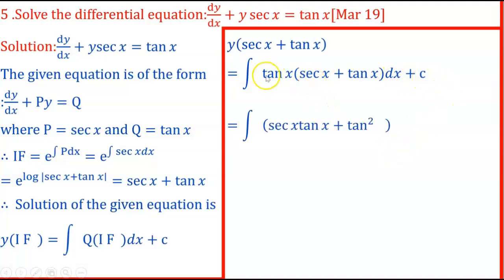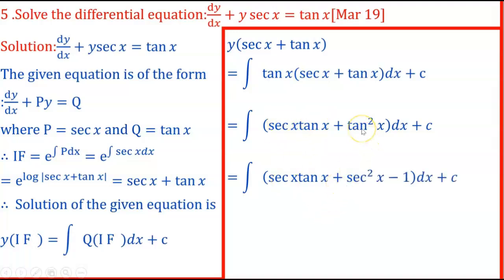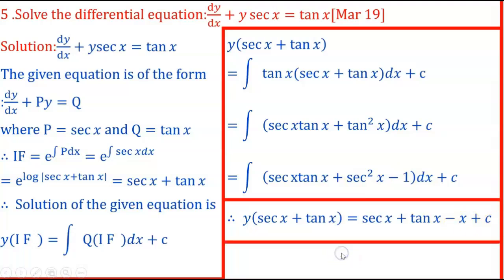Okay. Now after multiplication, tan x times sec x and the next is tan² x. Now integrate, that is sec x tan x + tan² x, and tan² x means sec² x − 1, bracket complete, dx + c. Now next, again y(sec x + tan x). What is the integral of sec x tan x? It is sec x. What is the integral of sec² x? It is tan x. What is the integral of 1? It is x, which is minus x + c. Okay, and this is the required solution.